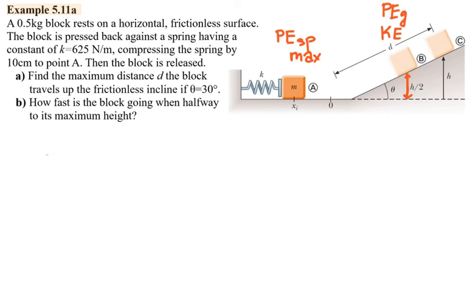And at point C, at the maximum height, I have maximum gravitational potential energy, and kinetic energy, well, actually I don't have kinetic energy, so the kinetic energy is going to be gone because the block is going to stop. So let's look at conservation of energy now.